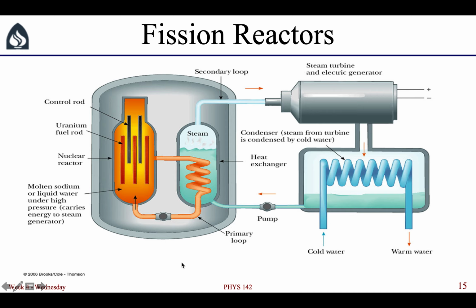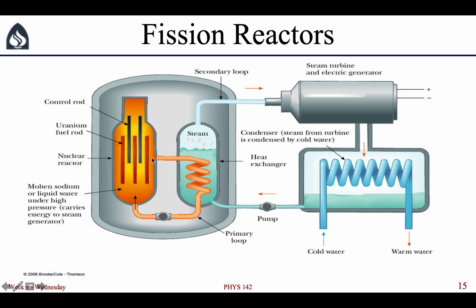This diagram shows the typical setup for a fission reactor. Uranium fuel rods consist of uranium that is ready to fission, and there are control rods that are used to control the K value for the reaction. Besides these two rod systems, there is a chamber that is filled with either molten sodium or liquid water under very high pressure, and this is all contained within a containment vessel.